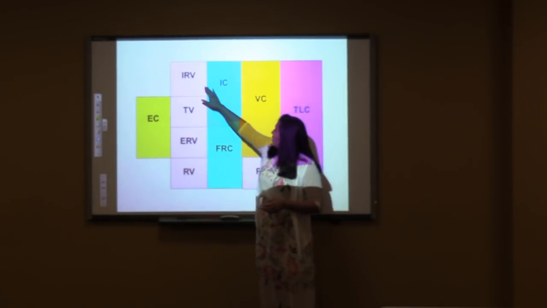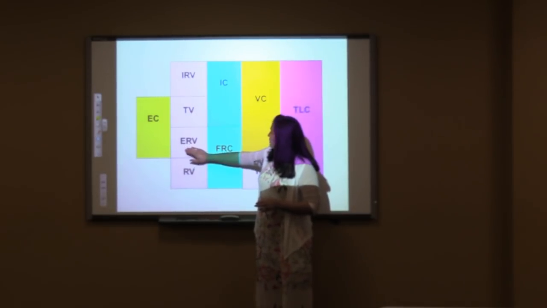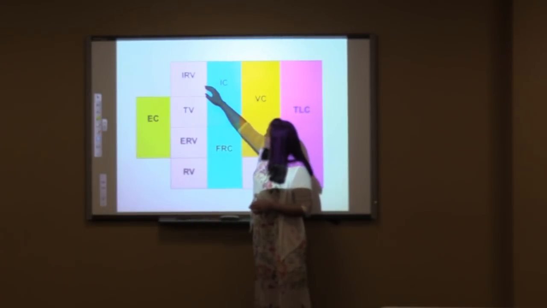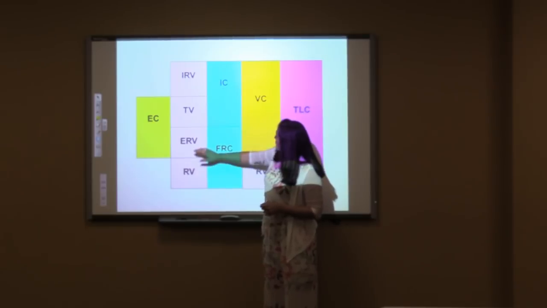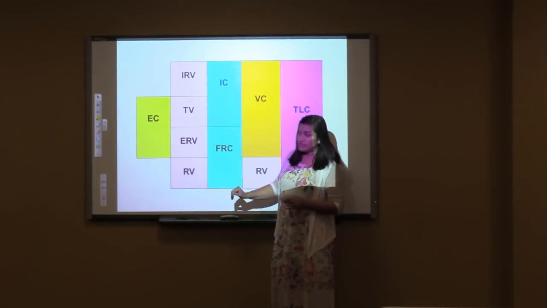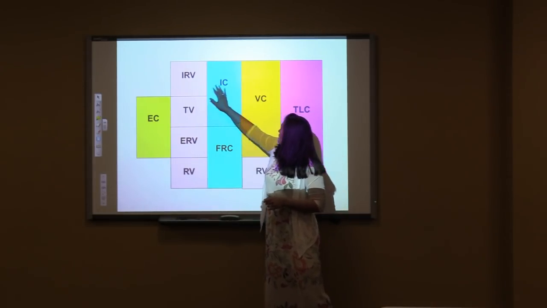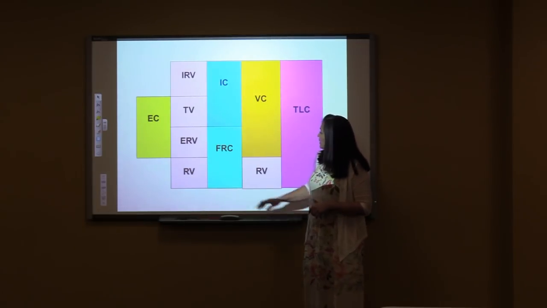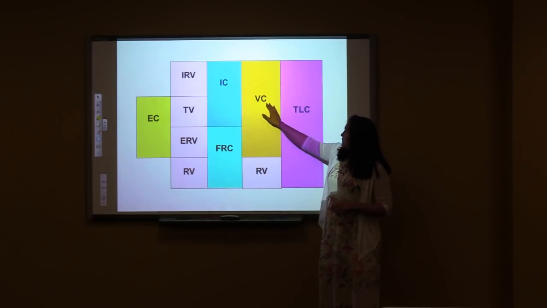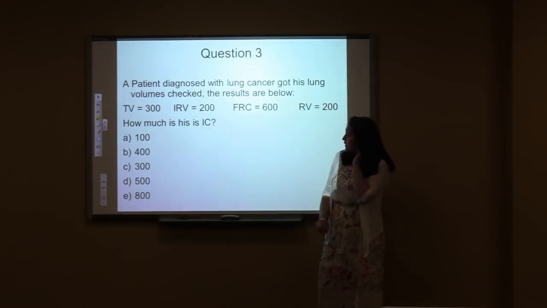So IRV, TV give you IC. ERV, TV give you EC. ERV, RV give you FRC. ERV, TV, IRV give you VC. FRC minus ERV gives you RV. VC plus RV give you TLC. Okay. Question 3.